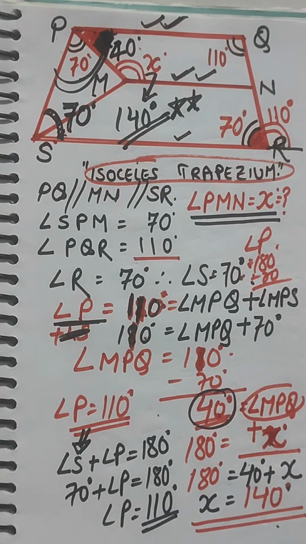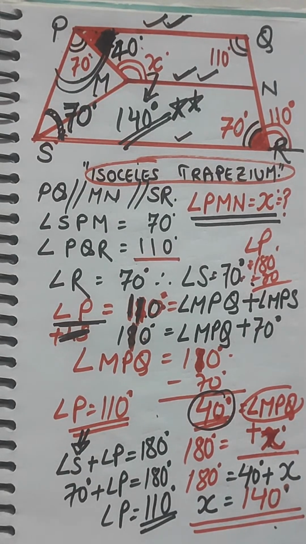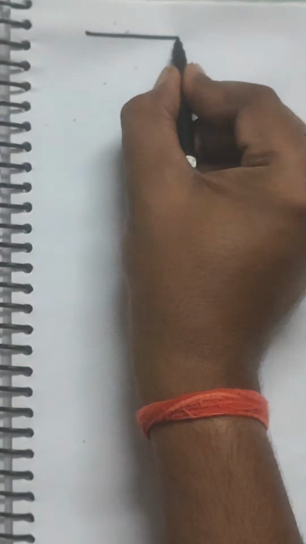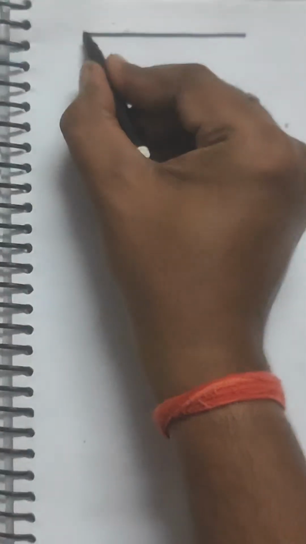Now let us come to the second question. I think it's clear. Now let us go to the second question. What is the second question which we have taken for today? That there is a square.